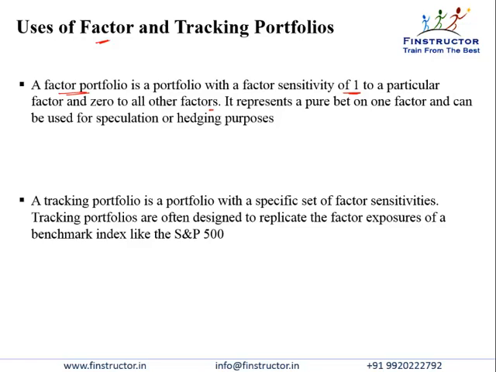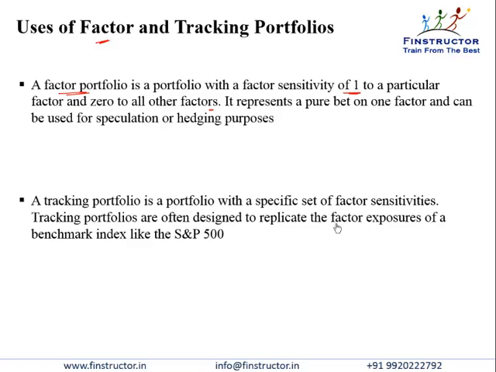So if you long more of this factor portfolio, then in your overall portfolio, you will increase the allocation to this factor. If you short this factor portfolio, then you will reduce the allocation to this factor from your portfolios. So factor portfolios have a sensitivity of 1 to a particular factor and 0 to all other factors, often useful to manipulate our allocations and our sensitivities in the context of portfolio management.